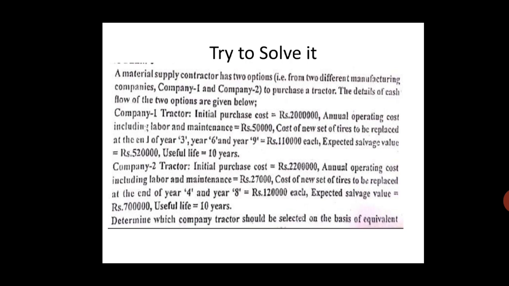A person wants to buy a tractor. There are many types of tractors, but he has selected two here. So the first cost is given here, then the second cost also is given. Then the annual operating cost, maintenance cost, and labor cost are also given. Then replacement of tires at the end of so many years is also given, because that comes under maintenance. And at the end, finally, the scrap value is also given. So life is given as 10 years.